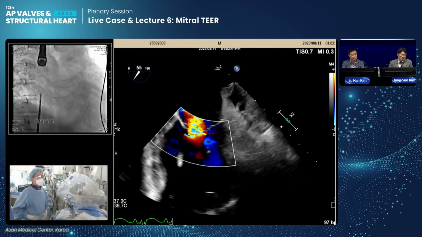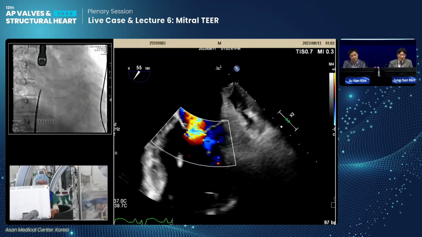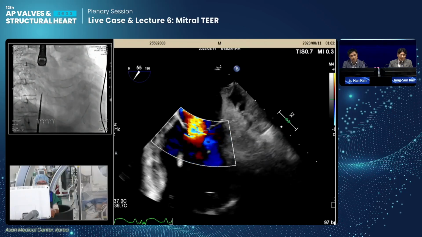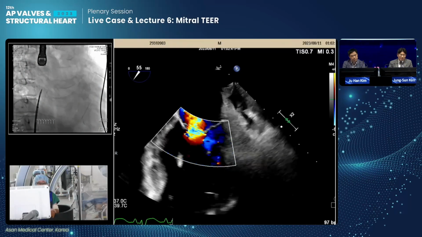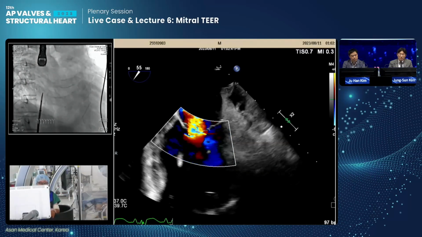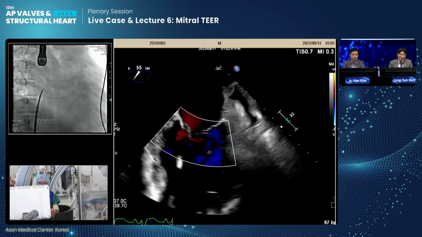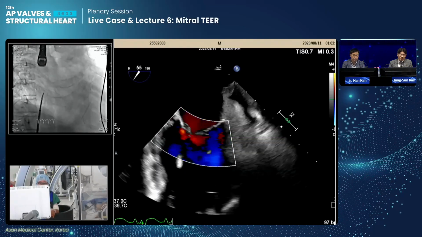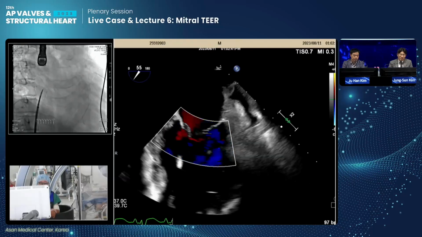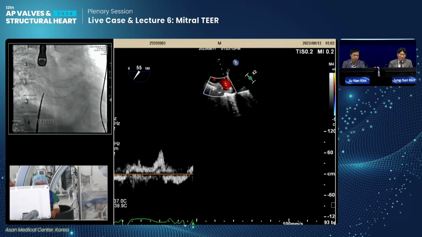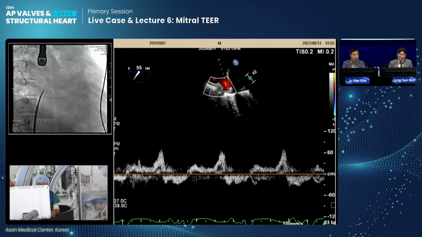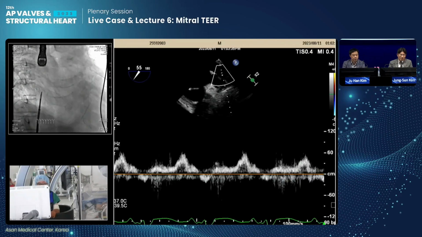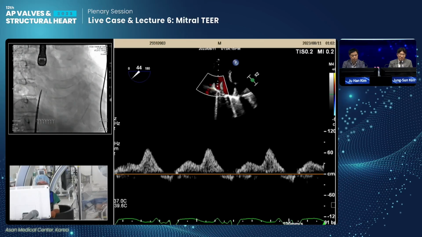Yeah, can you see the echo image right now? Yeah, we can see these images clearly. These were acquired just before the procedure. The degree of MR seems to be decreased right now, but we have to make sure that the patient is under full inotropic support and IV diuretics. The reversal of pulmonary vein improved since the rest study, but there is still diastolic dominant flow in all pulmonary veins.